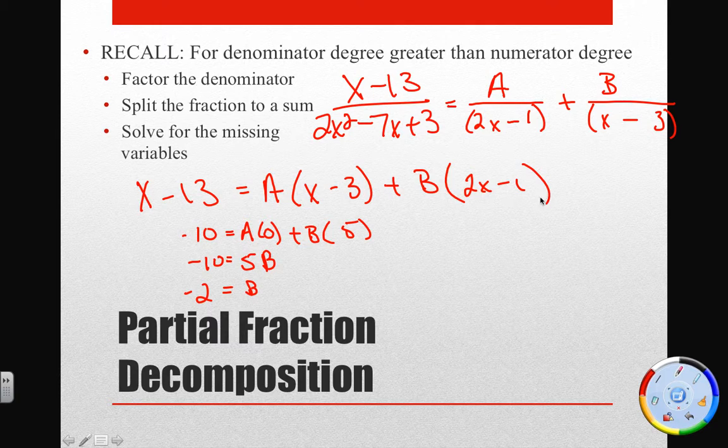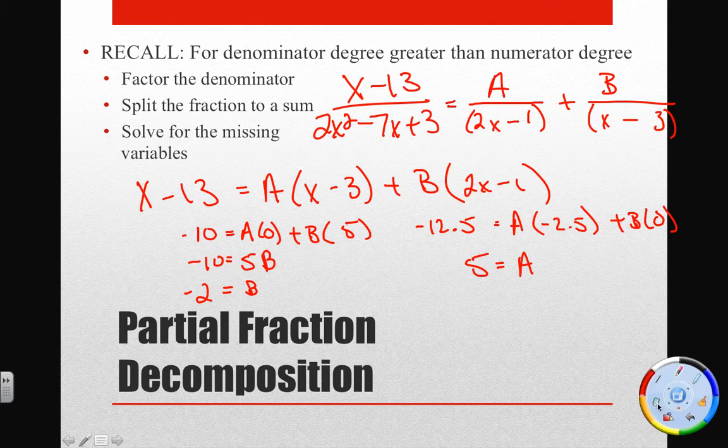And we could then say, okay, for the other version, let's say x is 1/2. So 1/2 minus 13 is negative 12.5 equals A times (half minus 3), which is negative 2.5, plus B times 0. Whatever makes these things 0, that's really what I'm looking at here. Well, that goes away. I can divide by negative 2.5, and I get A equals 5. Well, that's nice because I was hoping the decimals would go away.